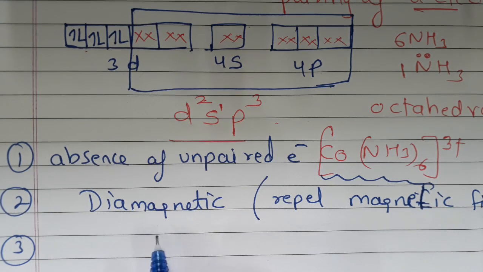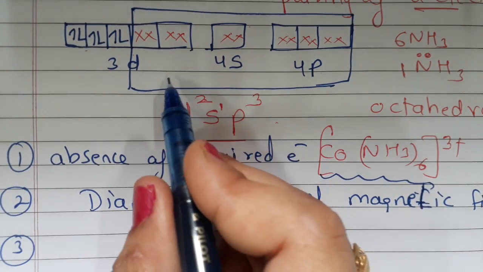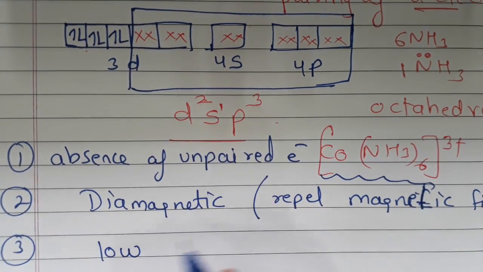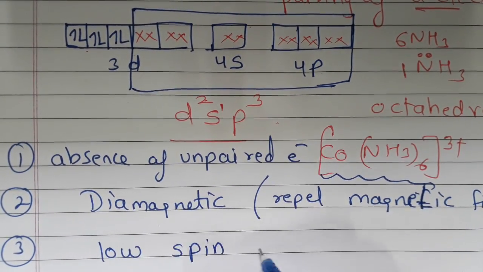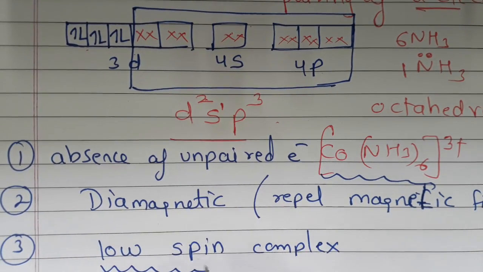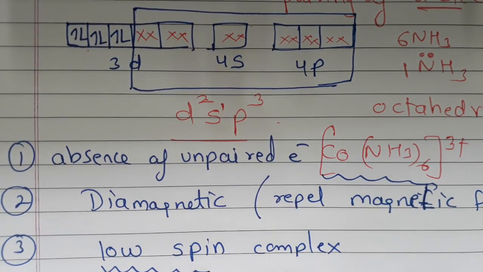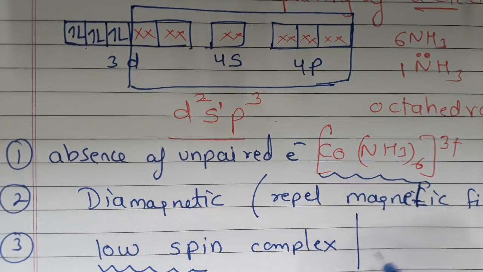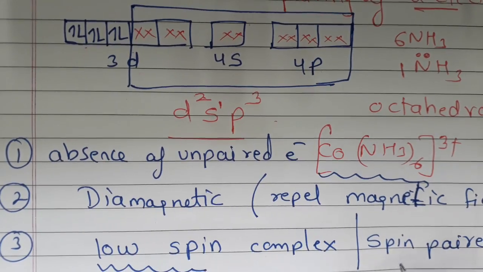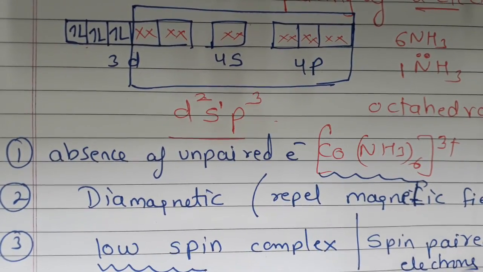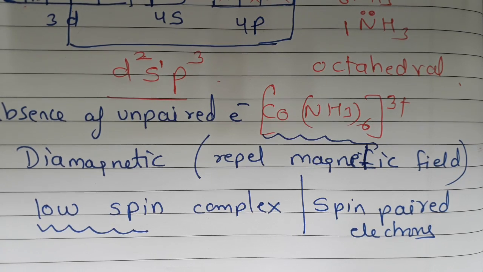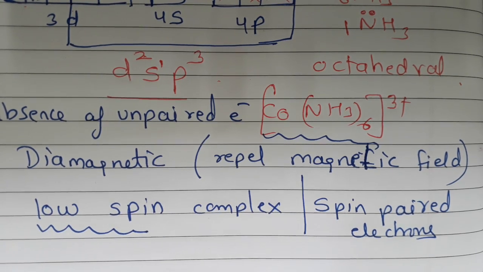So we have to remember this, and because there is no unpaired electron, electrons are not going to spin here and there. It is known as a low spin complex. You have to remember, when no unpaired electrons are there, it is a low spin complex, or we say spin paired complex. It means all the electrons are paired. So I hope you have understood this particular compound. We will understand the same concept with more examples.